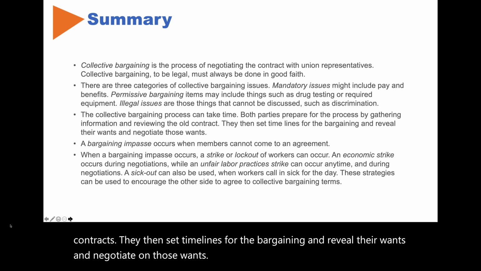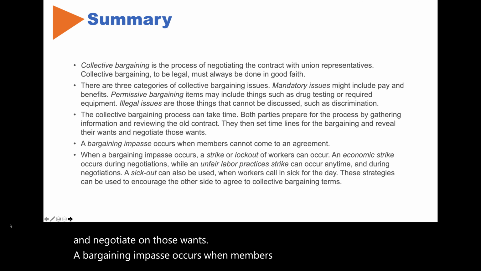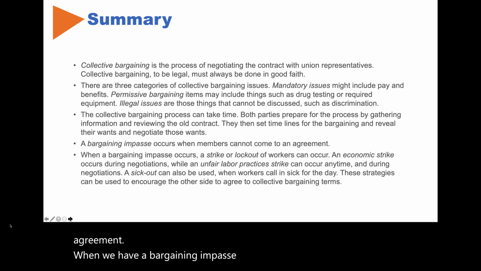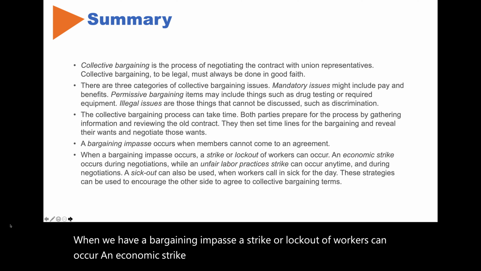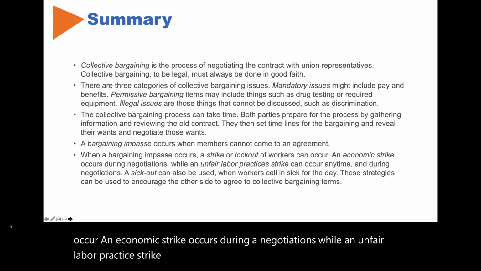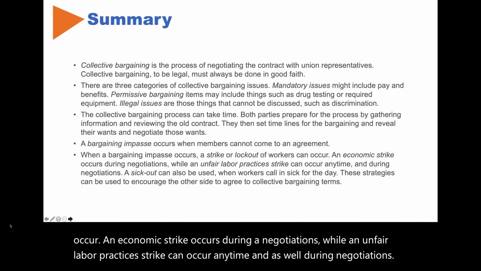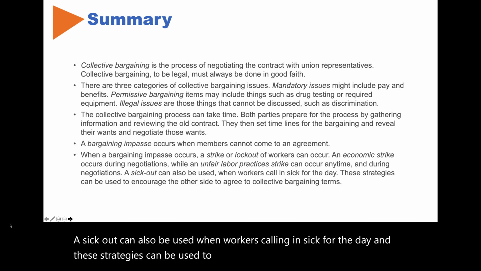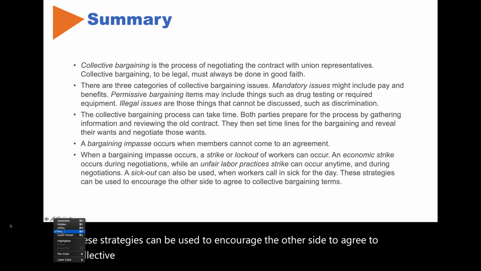A bargaining impasse occurs when members cannot come to an agreement. When we have a bargaining impasse, a strike or lockout of workers can occur. An economic strike occurs during negotiations, while an unfair labor practices strike can occur anytime, as well as during negotiations. A sick out can also be used when workers call in sick for the day, and these strategies can be used to encourage the other side to agree to the terms of the contract.